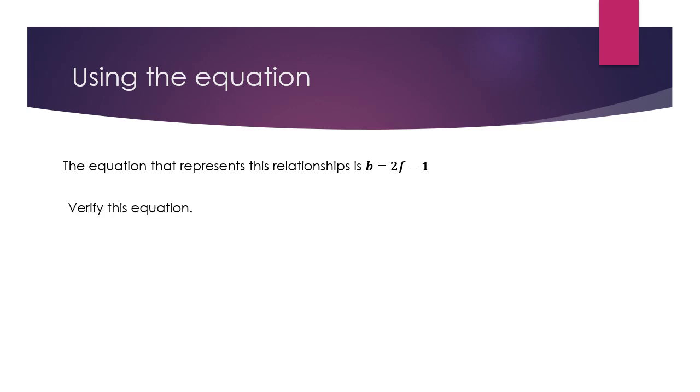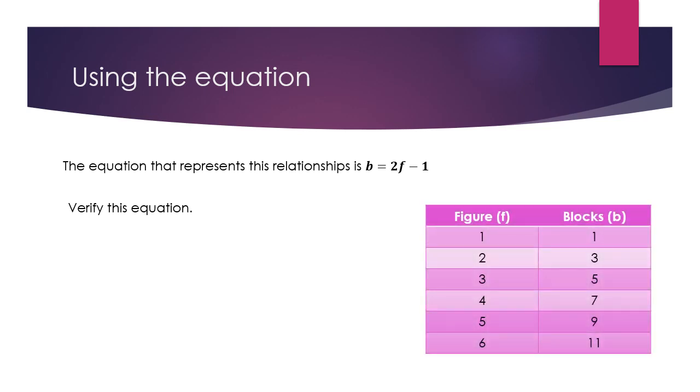So one thing I might ask you to do is verify the equation, which is based on the information you have, is this actually the right equation or have I made a mistake somewhere? So to do that, we look at the table of values. So this is the table of values we just figured out in the last example. And what we do is we take our equation that you'll be given and you pick any pair of values in this table. So I picked F is 2, which is figure 2, and B is 3, which is figure 2 has 3 blocks. So that's what I picked.